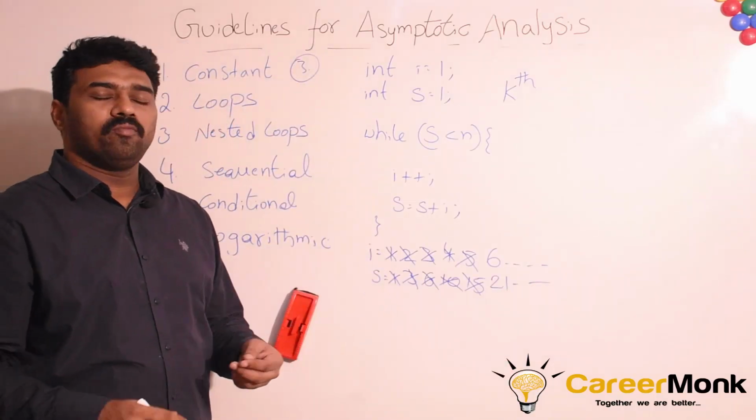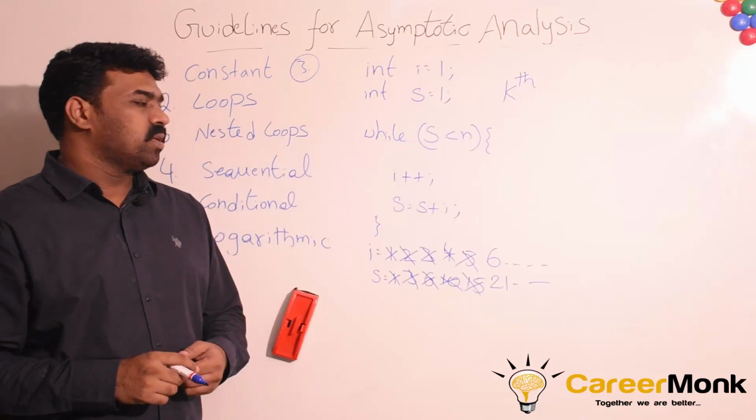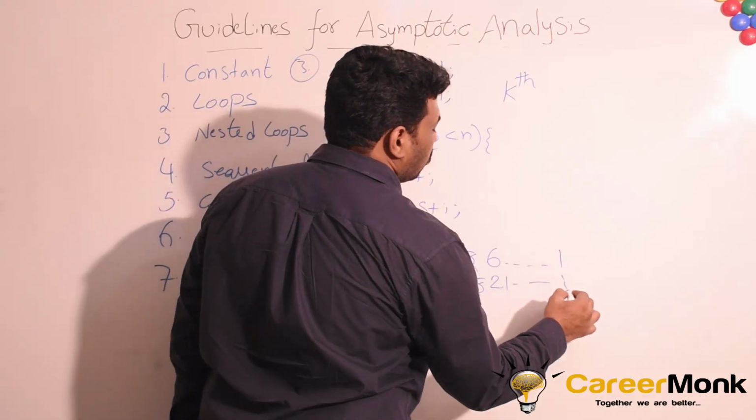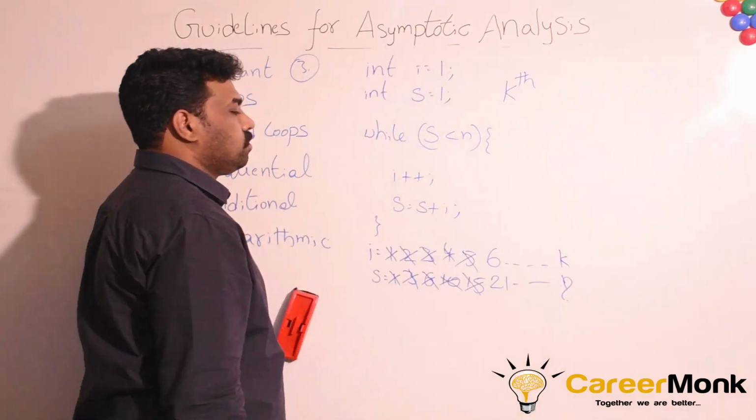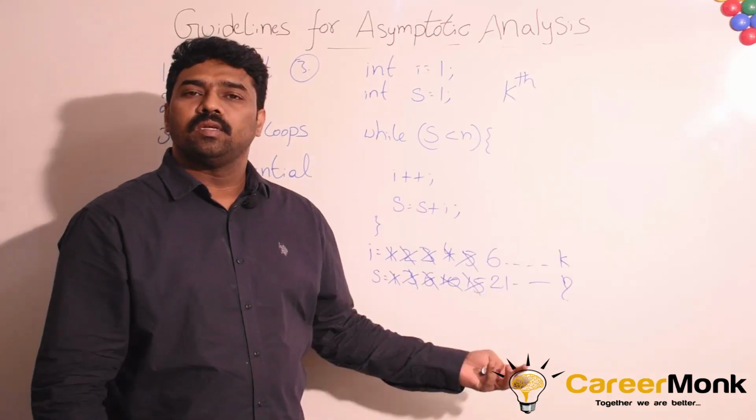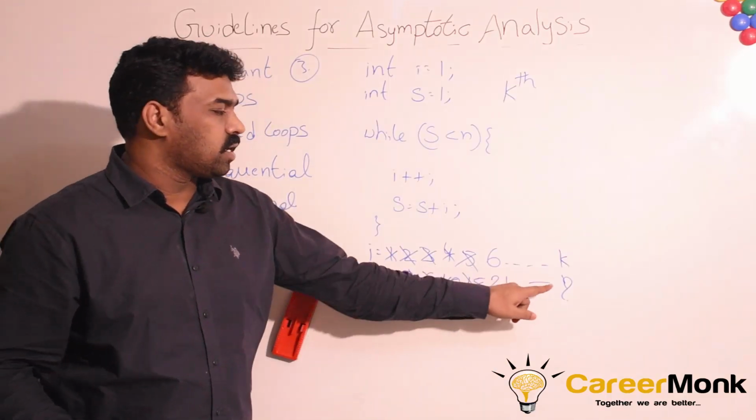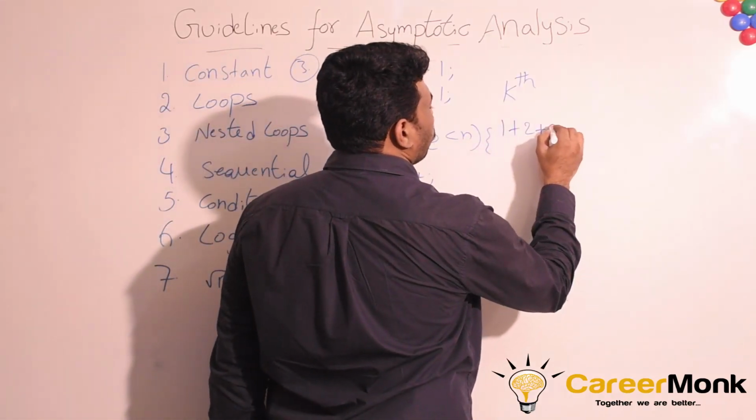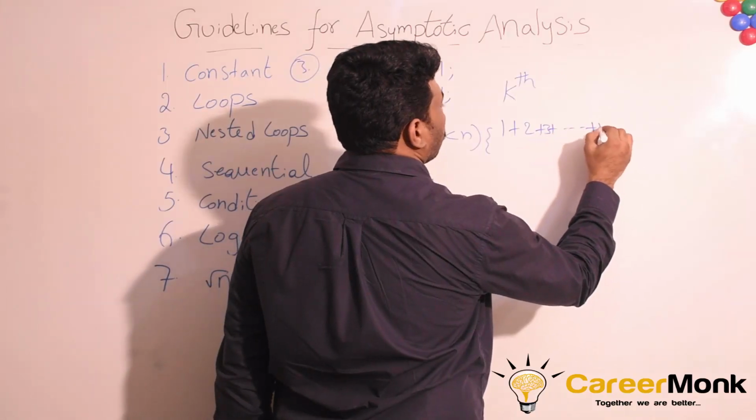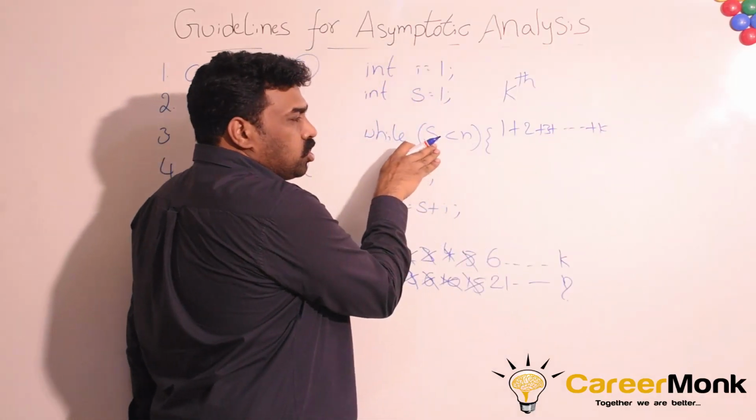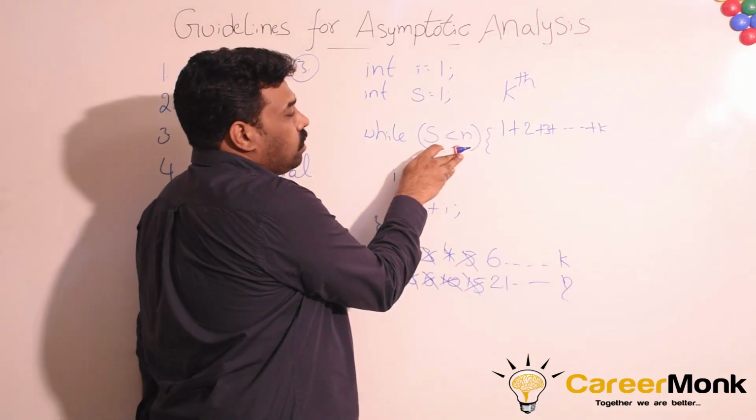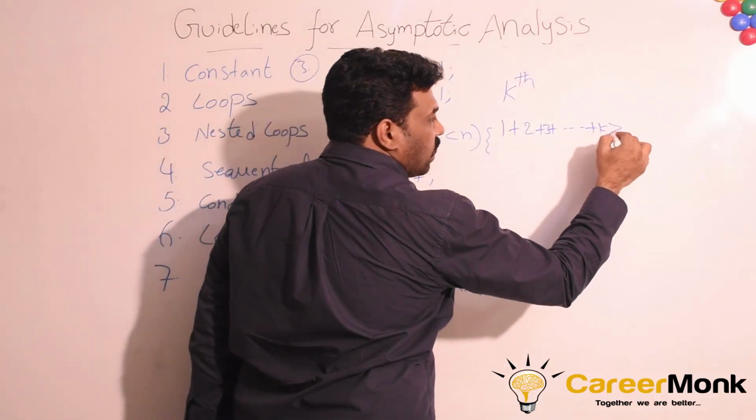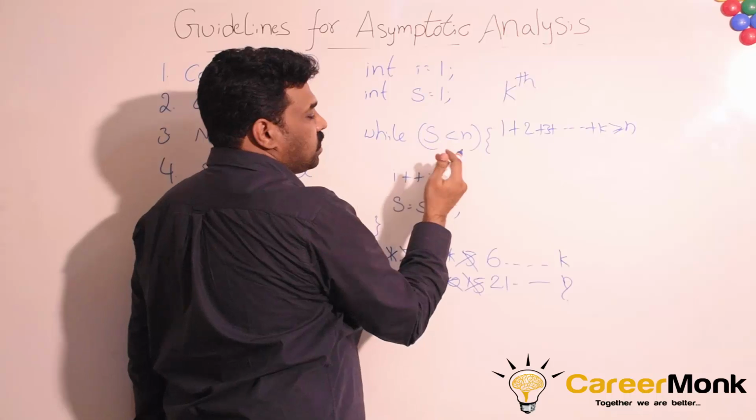If you carefully observe the value of s, at ith iteration the value of s is the sum of first i numbers. So at kth iteration, what is the value of s? Based on the series, it is clear that the value of s at kth iteration is the sum of first k numbers, so 1 plus 2 plus up to k. Since we are assuming at kth iteration we are coming out of the loop, at k iteration the value of s is this one. If it is greater than or equal to n, we are coming out of the loop. If it is less than n, we will be in the loop itself.